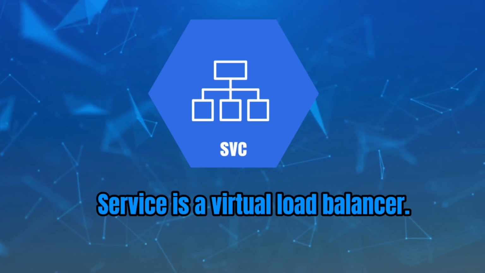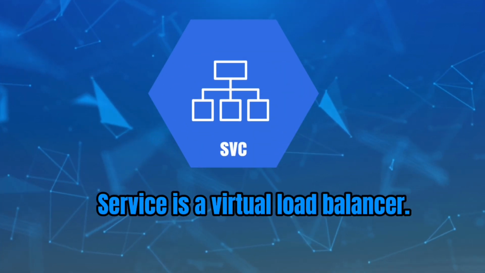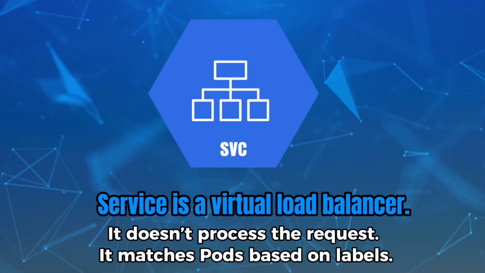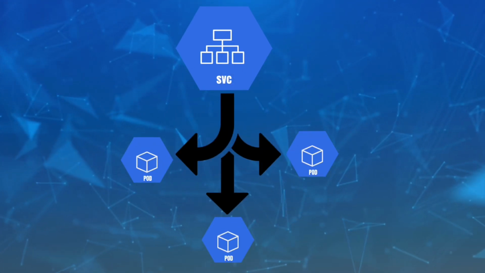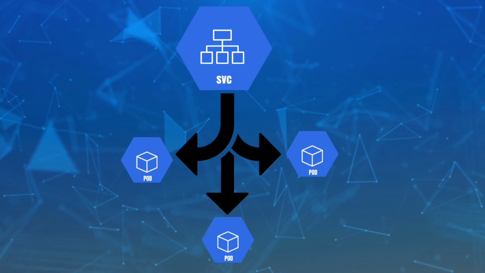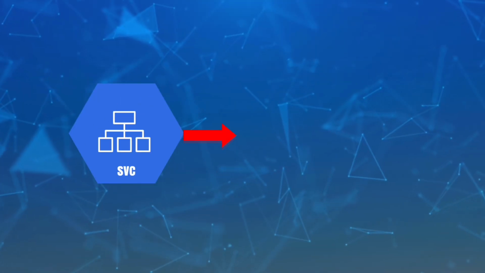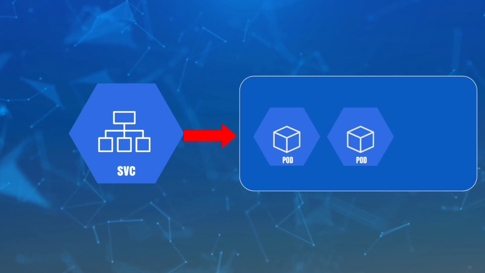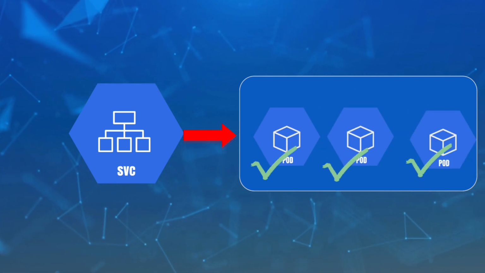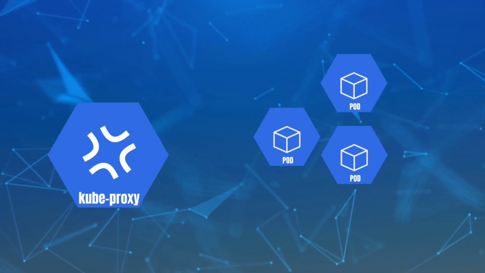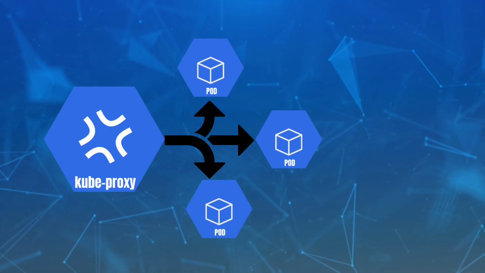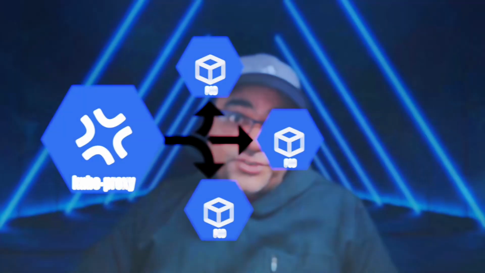Service is like a virtual load balancer inside the cluster. It doesn't process the request itself. Instead, it defines which group of pods should handle the request based on the labels. Behind the scenes, the Kubernetes service maintains a list of healthy pods, and this information is shared with the Kube-Proxy, which is responsible for routing the request to one of those pods.